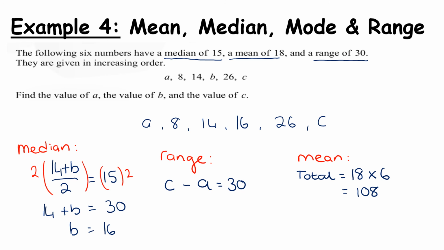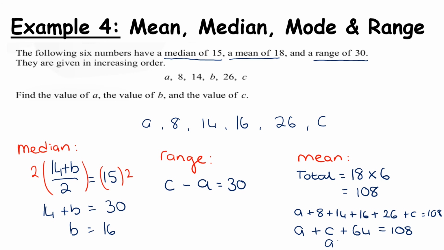So we have A plus 8 plus 14 plus 16 plus 26 plus C equals 108. So we've created another equation. Simplifying this gives us A plus C plus 64 equals 108. I'm going to take away 64 from both sides and we get A plus C equals 44. We now have simultaneous equations. We have two equations with two unknowns.